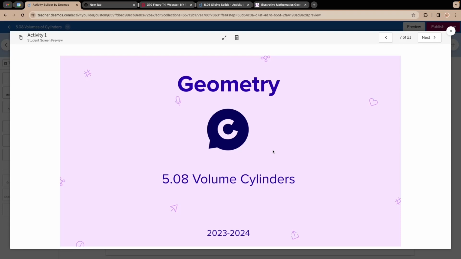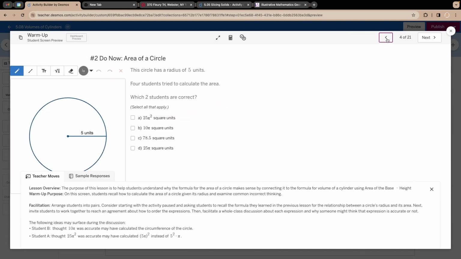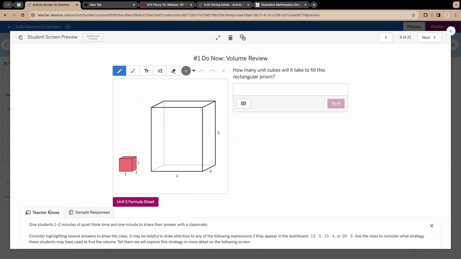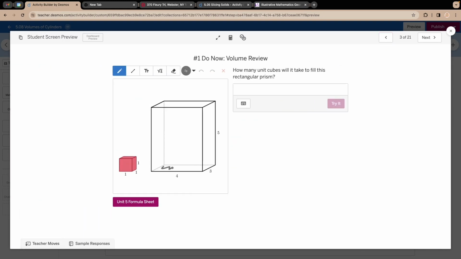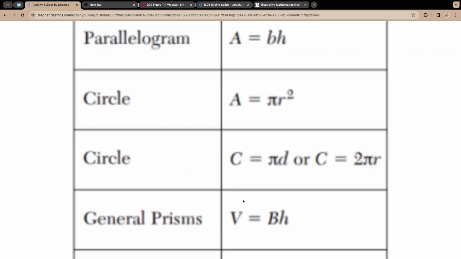Today in class, we talked about the volume of a cylinder. And just to review, last class, we talked about the volume of a prism. So for a prism, we just need to do the area of the base times the height. So if we remember that formula sheet for a prism, it's capital B times H. Capital B is the area of the base times the height.